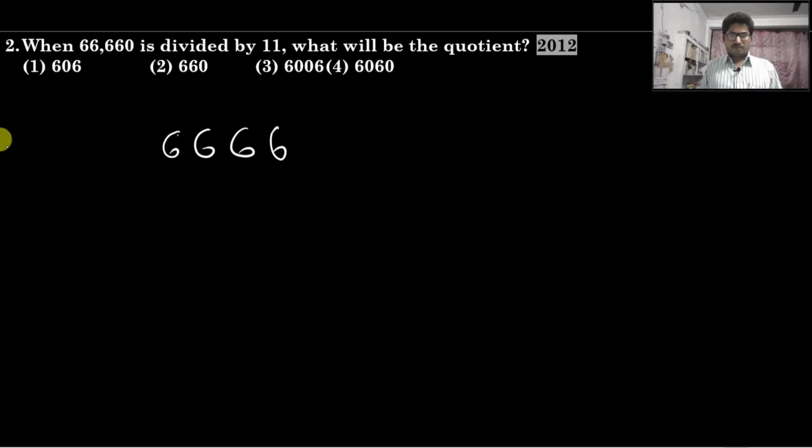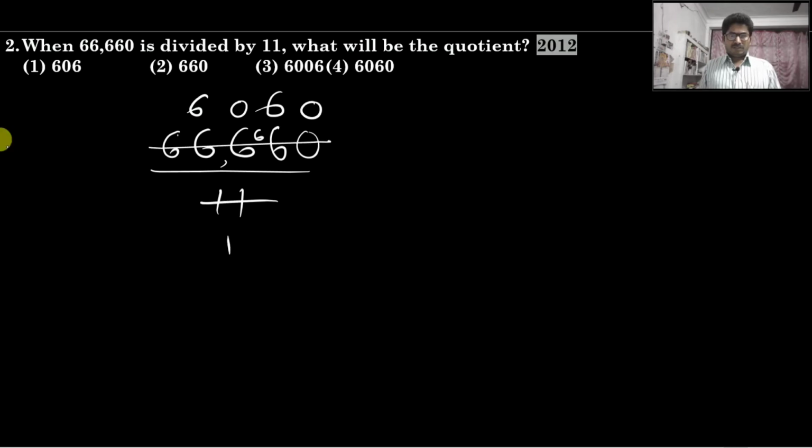66,660 by 11. So 11 sixes are 66, 11 zeros are 0, 11 sixes are 66, 11 sixes are 66, 11 zeros are 0, no balance, 11 zeros are 0. So answer 6060. 6060, option 4.